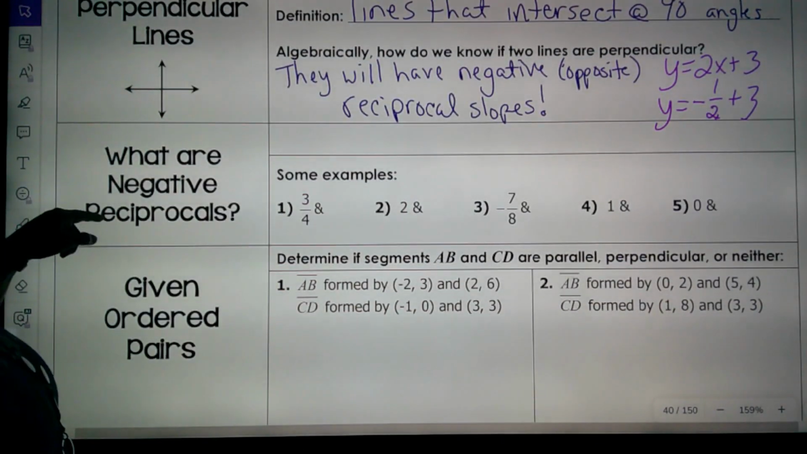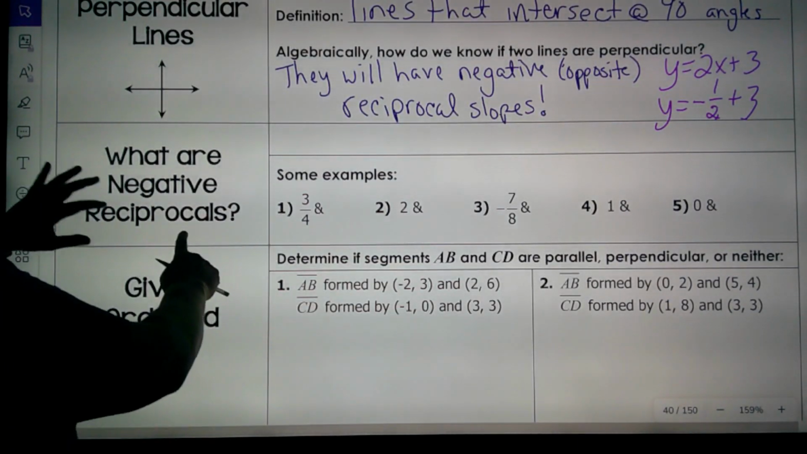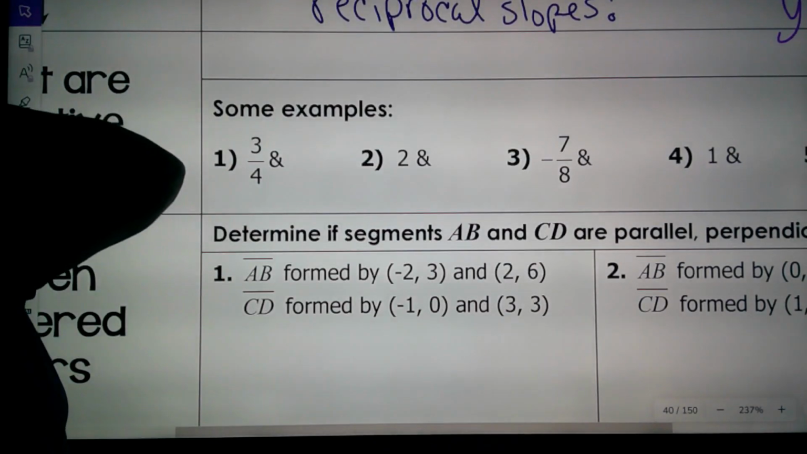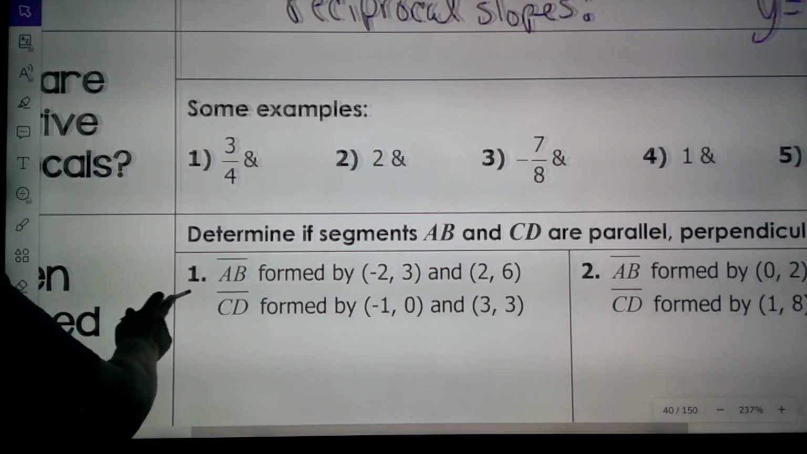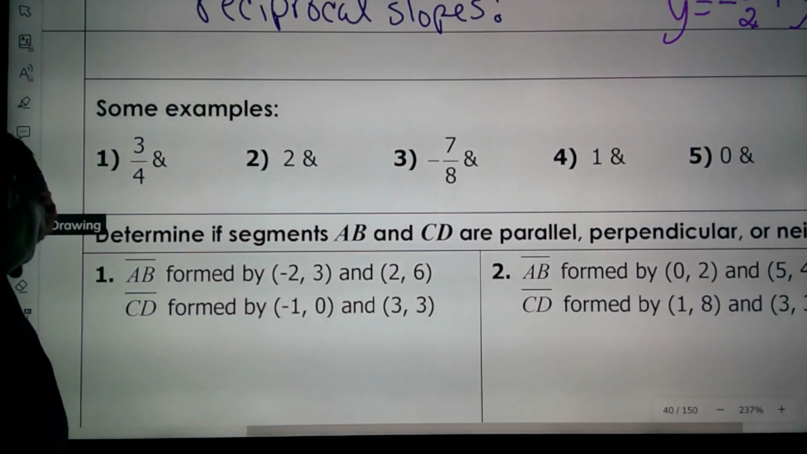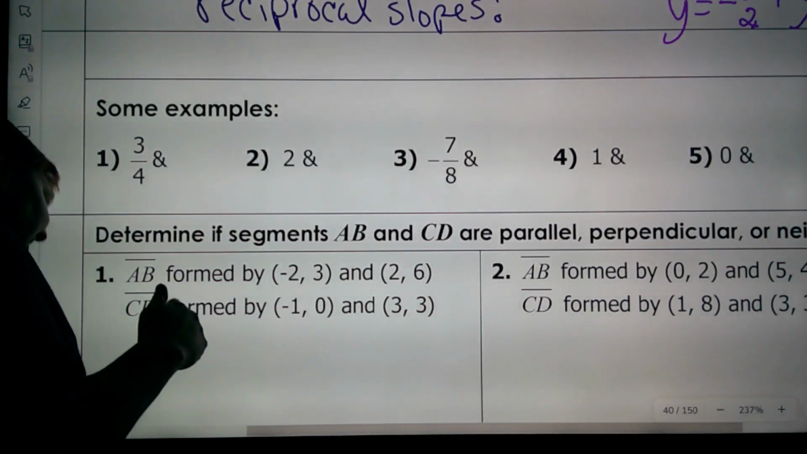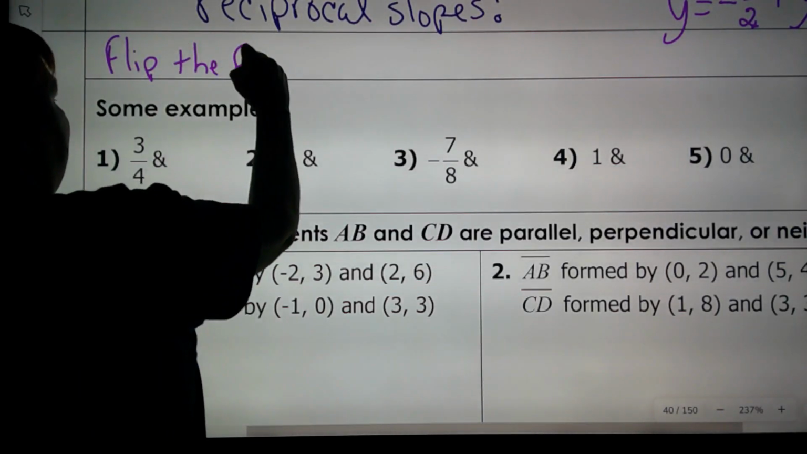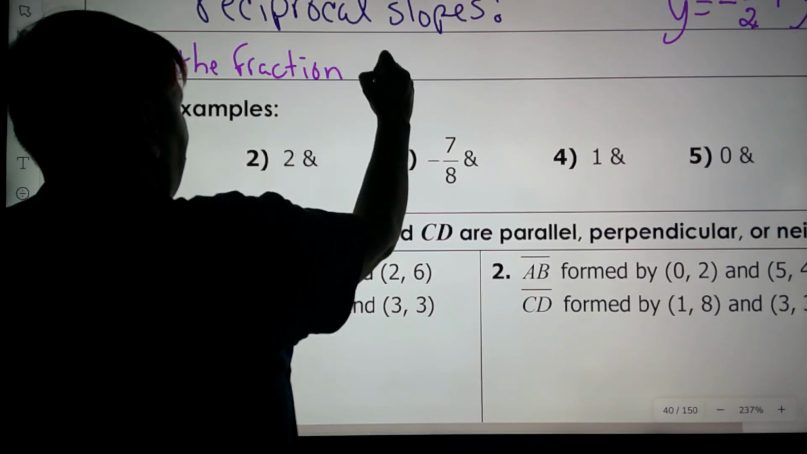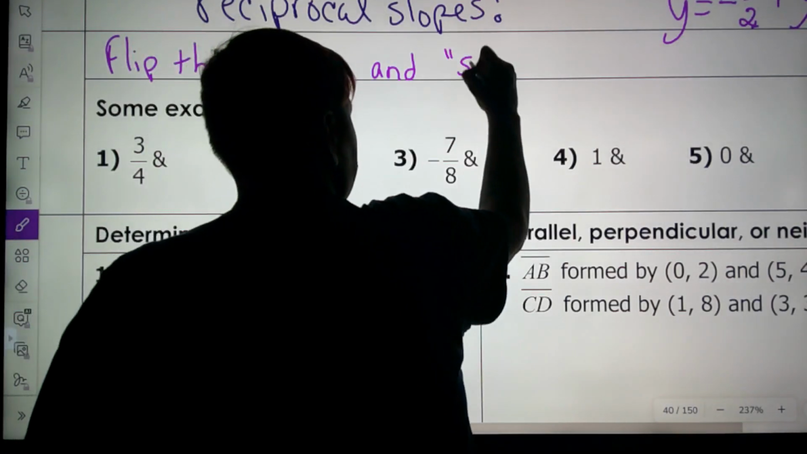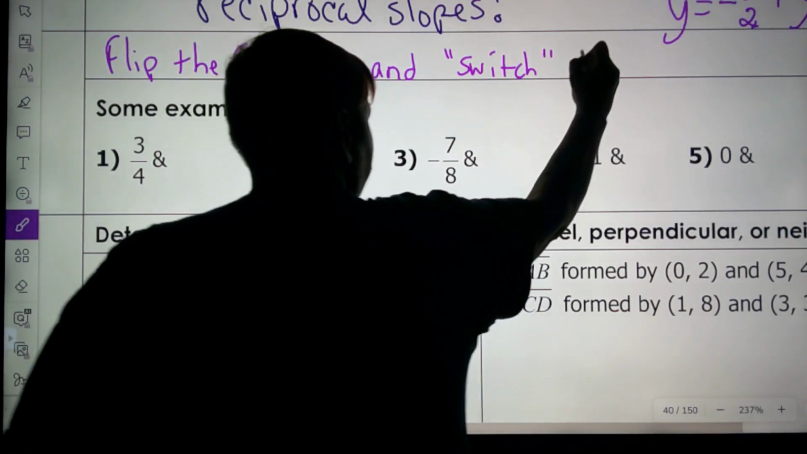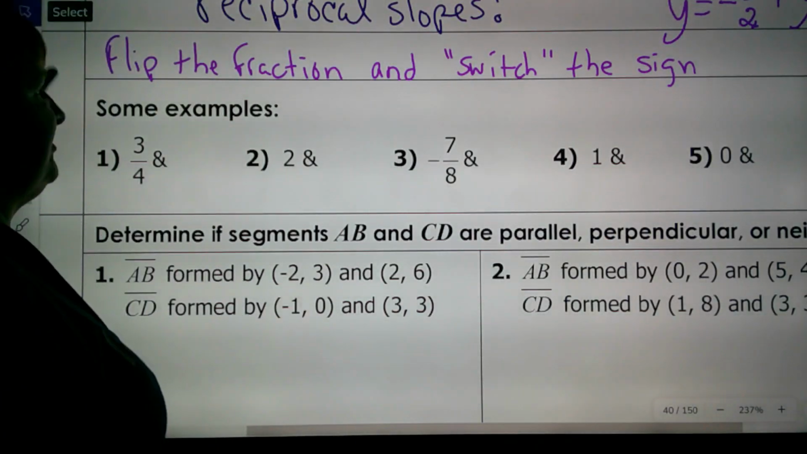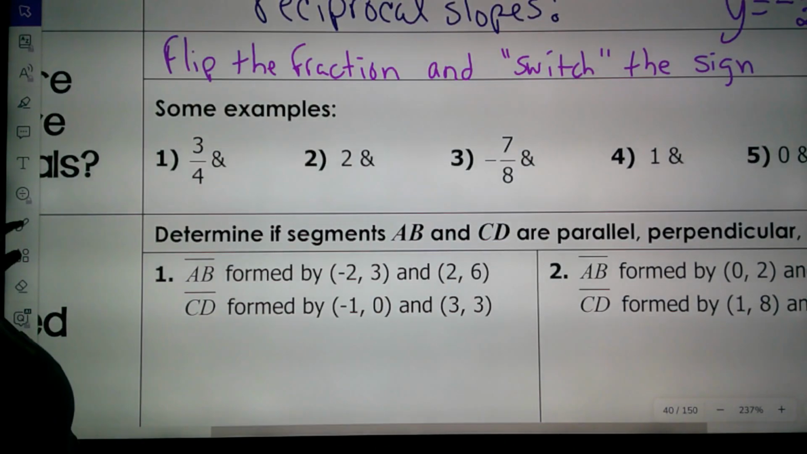What are negative reciprocals? Let's look at that for a second, because that might be a new term for you. Negative reciprocals are fractions flipped and the signs switched. Flip the fraction, and switch the sign. So, flip the fraction and switch the sign to make a negative reciprocal.